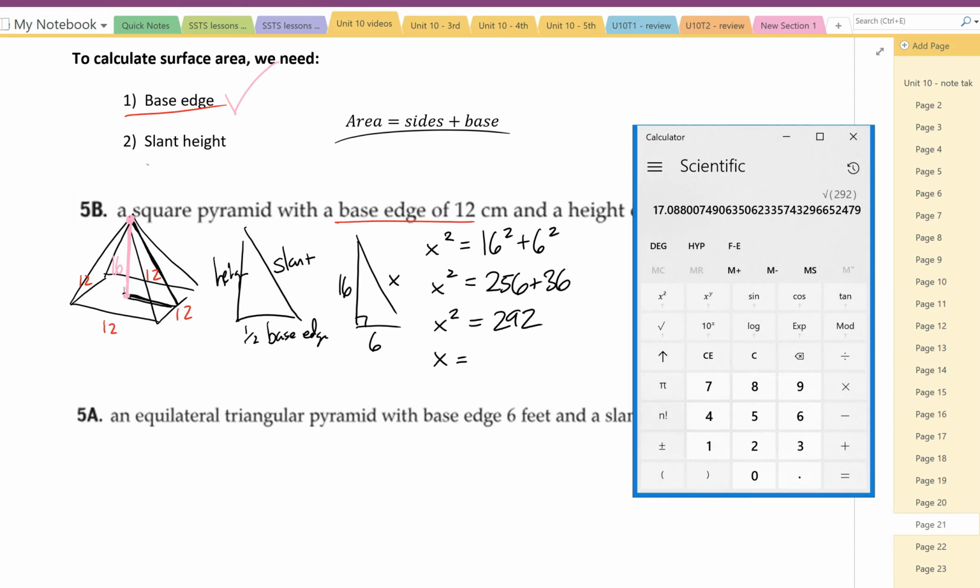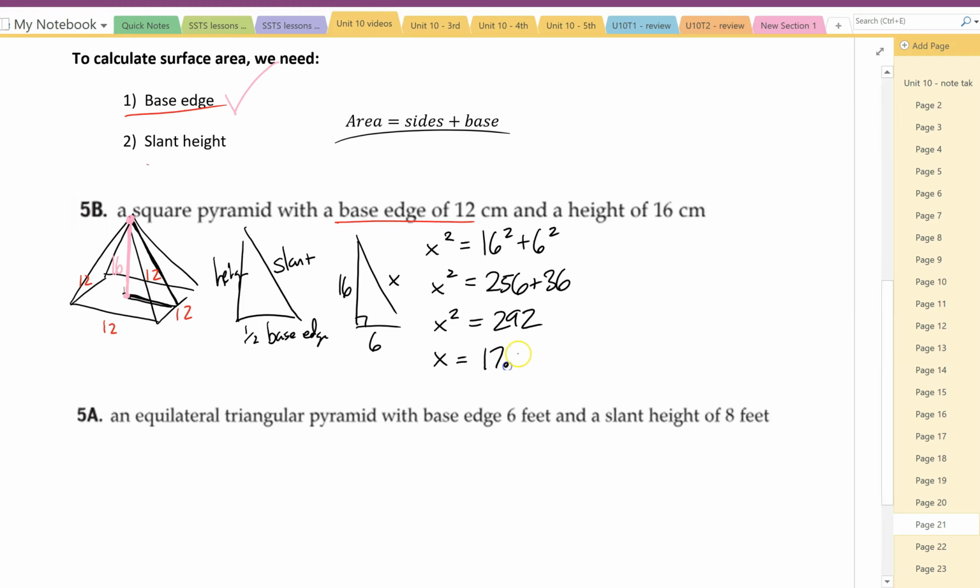Let's call it 17.1. So the slant height of this pyramid is 17.1. The base edge is 12. Now, if I want to figure out the total surface area, there are sort of two things that I need to do, and so I'm going to try and cram those in here.